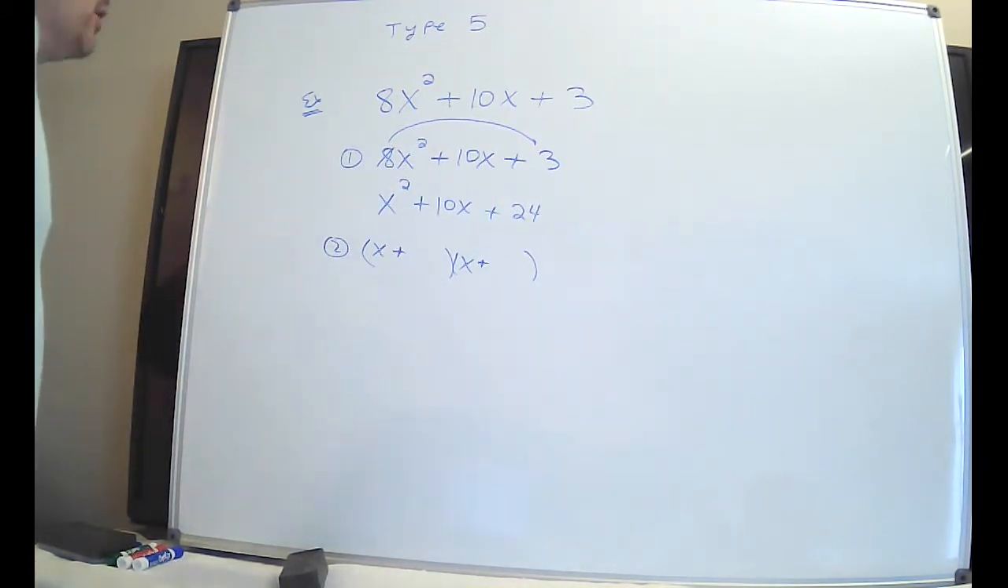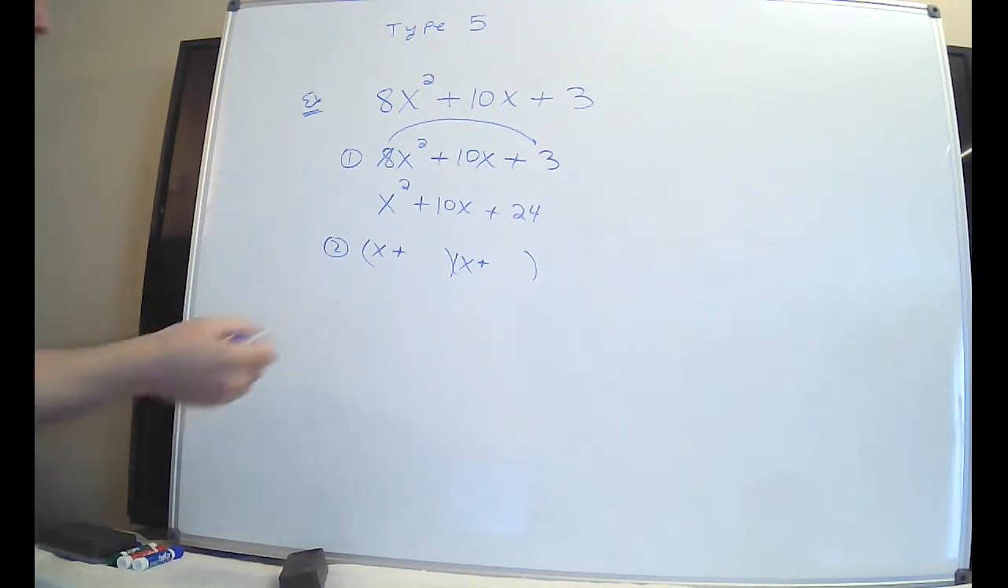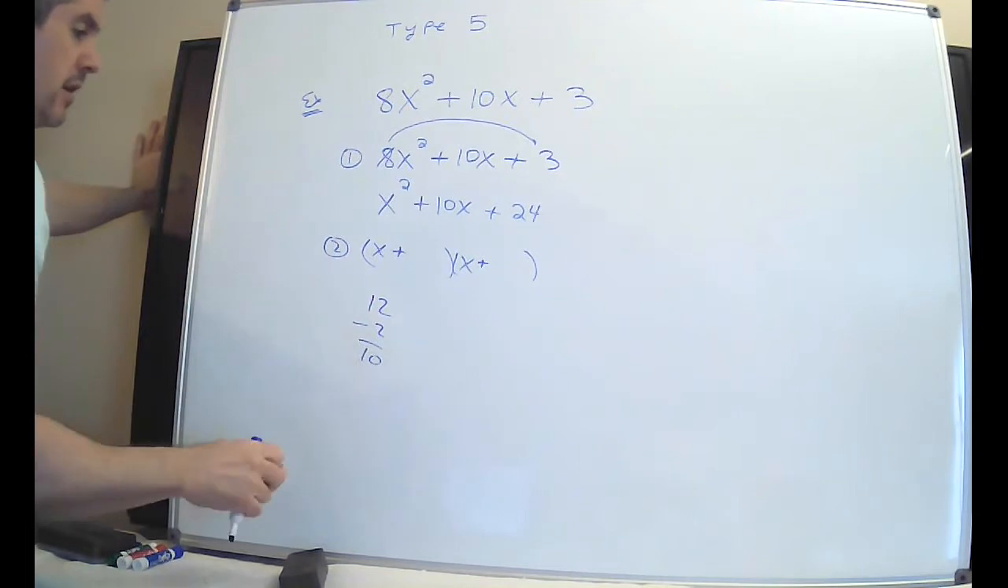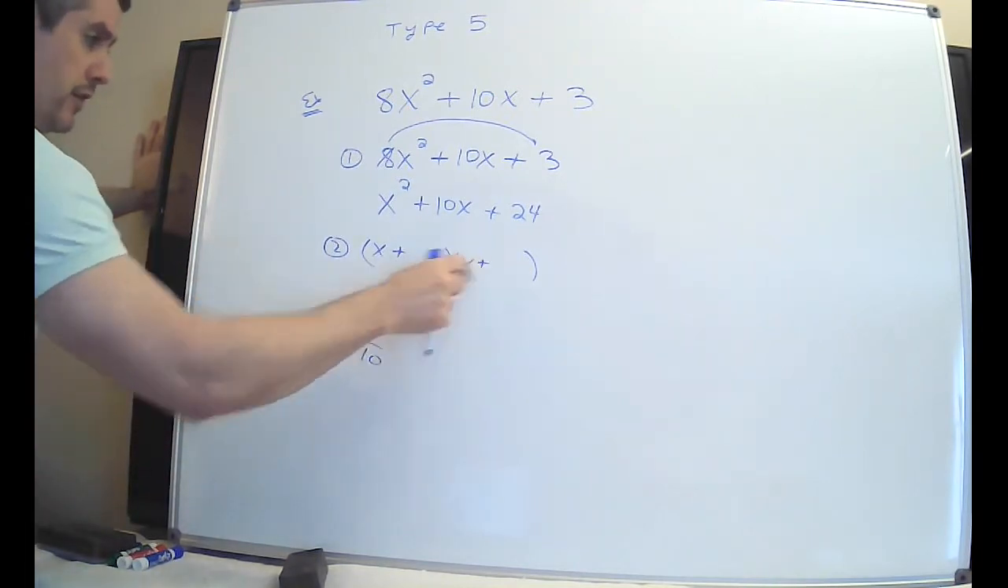So the only way that you can multiply 2 numbers, now you got to be careful because I know that 12 take away 2 is 10, but my pair is not going to be 12 and 2, right?